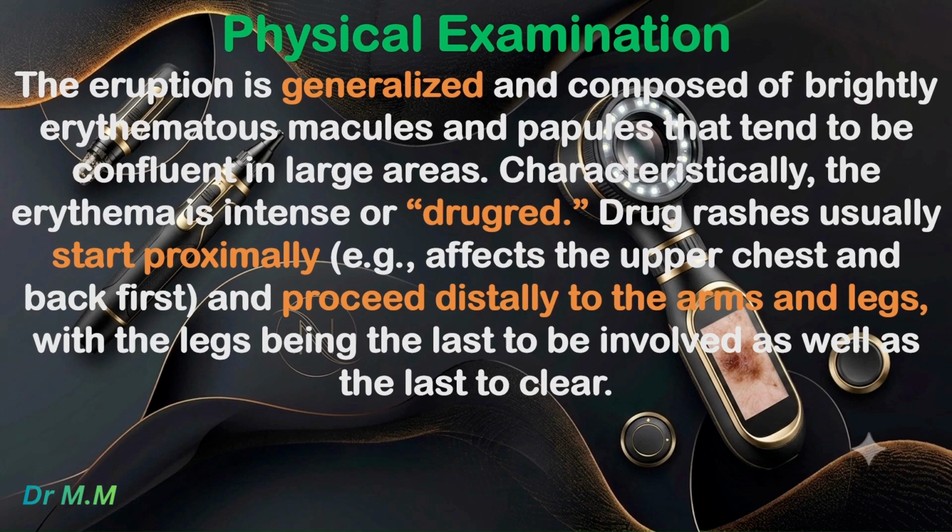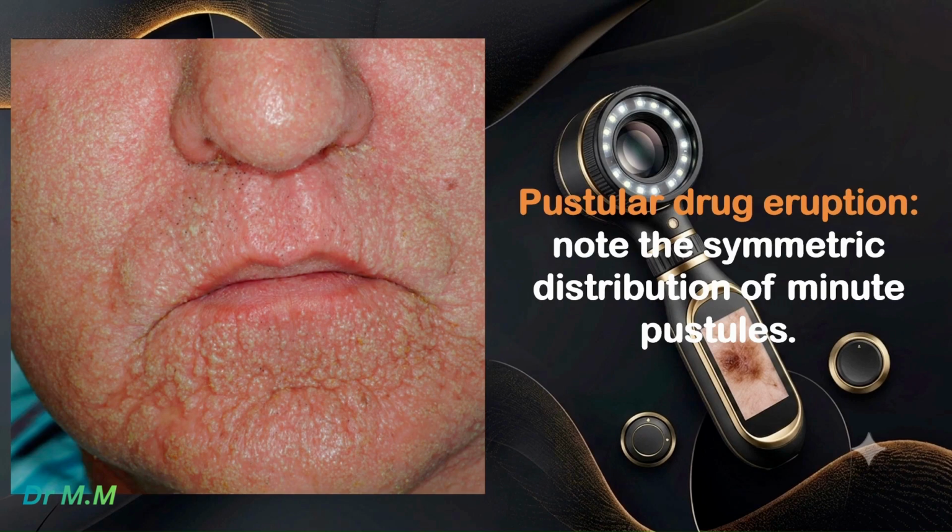Physical examination. The eruption is generalized and composed of brightly erythematous macules and papules that tend to be confluent in large areas. Characteristically, the erythema is intense, or drug red. Drug rashes usually start proximally, for example affecting the upper chest and back first, and proceed distally to the arms and legs, with the legs being the last to be involved as well as the last to clear. Pustular drug eruption. Note the symmetric distribution of minute pustules.